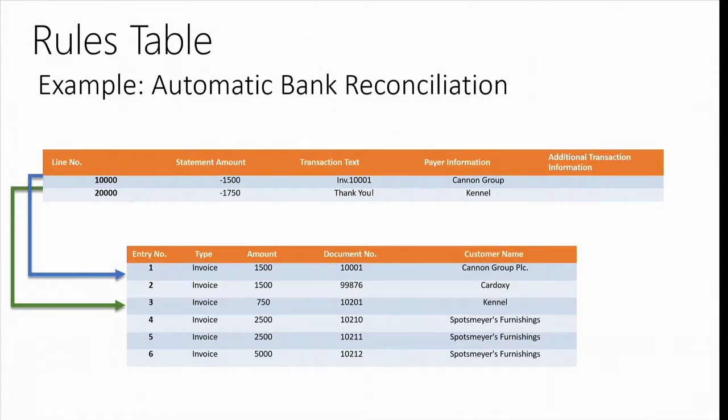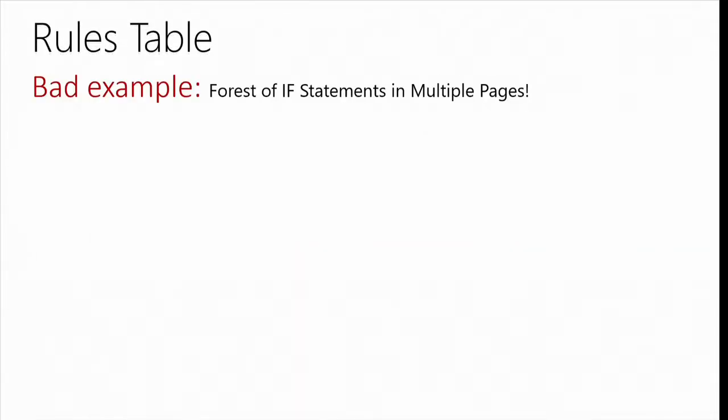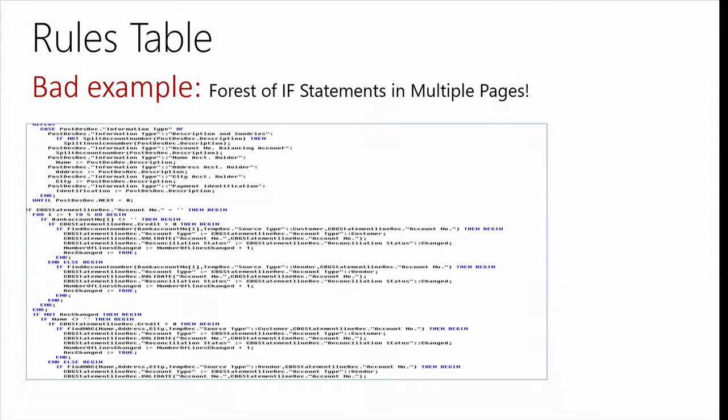If we want to implement this in code, how can we do that? The first option we may have, and I don't recommend it, of course, is that we just write all the combinations for mixing and matching these statement file lines against the ledger entries. That will actually give us a lot of if statements that we refer to as a forest of ifs. It has as many if statements as a forest could have trees. But that is very complicated and will span so many pages if we keep displaying that on the screen.